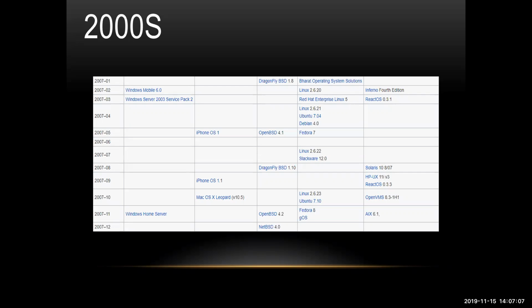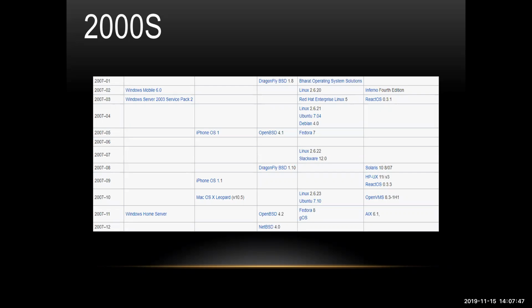October, we had Mac OS X Leopard version 10.5, Linux 2.6.23, Ubuntu 7.10, and lastly, OpenVMS 8.3-1H1. Then November, we had Windows Home Server. It is a home server operating system from Microsoft, and it was announced on January 7 of 2007 at the Consumer Electronics Show by Bill Gates. But it was officially released on November 4 of 2007.